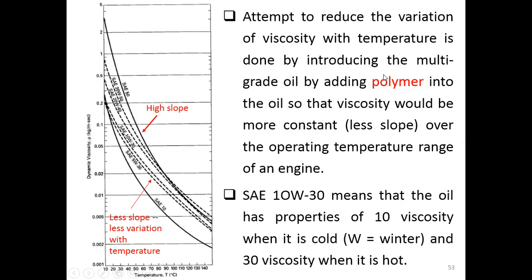Multigrade oil is normally named by two numbers, for example SAE 10W-30. It means the oil has the property of 10 viscosity when it's cold. The W stands for winter. And when it's hot, the viscosity becomes 30. So the viscosity only changes in this small range, 10 to 30, not in a wide range. This is what they call more constant.